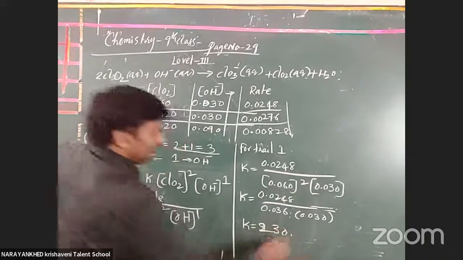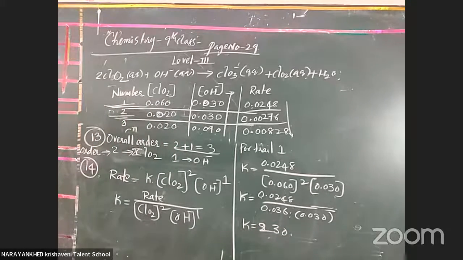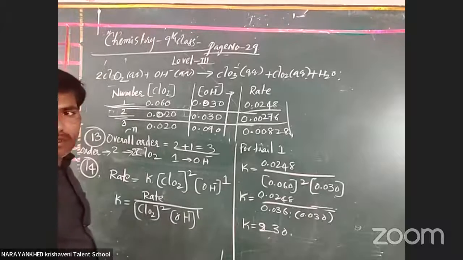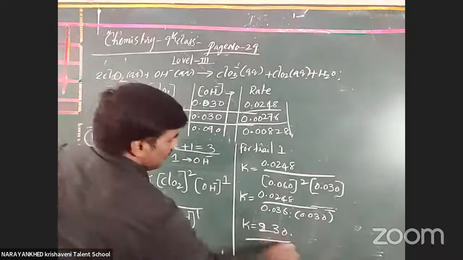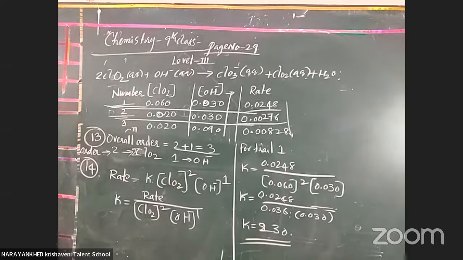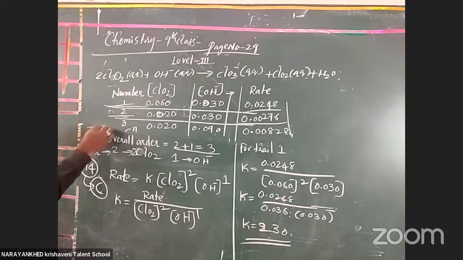Now do it once, and you get 230. The K value is 230. The 14th answer is C. The 13th answer is D.